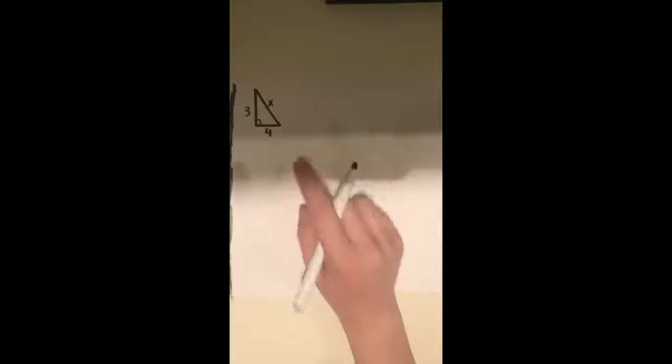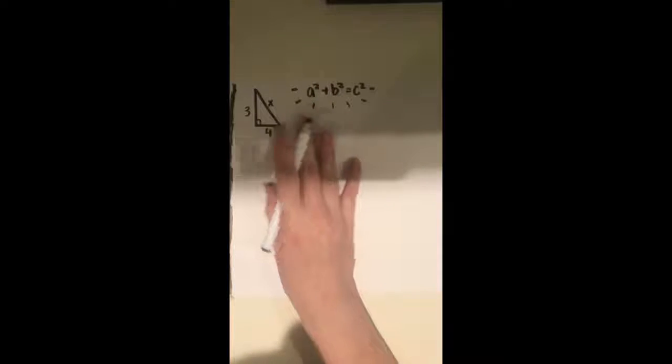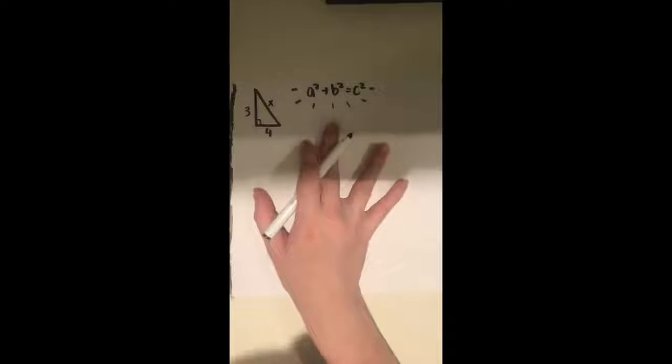Okay, so let's say you have a problem where you have to solve for x and you know that the triangle is a right triangle. Well, the main tool that you're going to need for solving this type of problem is the Pythagorean theorem, which, as we know, is a squared plus b squared equals c squared. This is such an important formula. I cannot stress it enough. Memorize this. You will use it for the whole year.